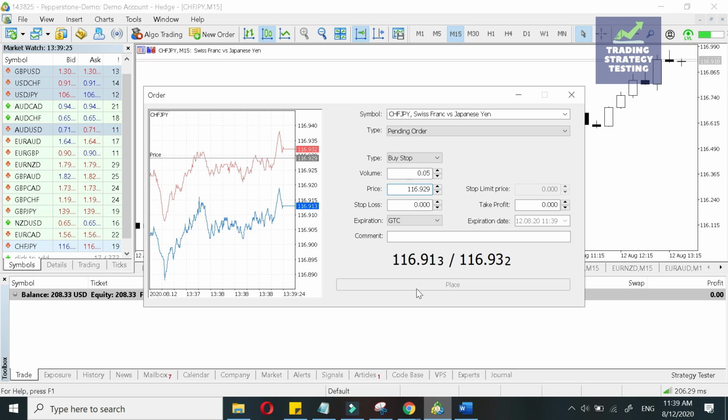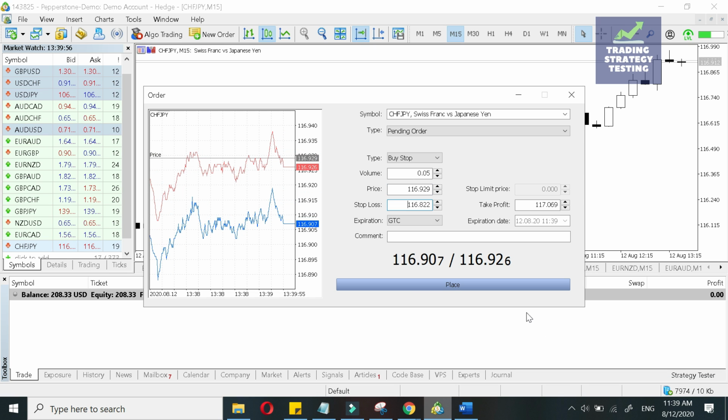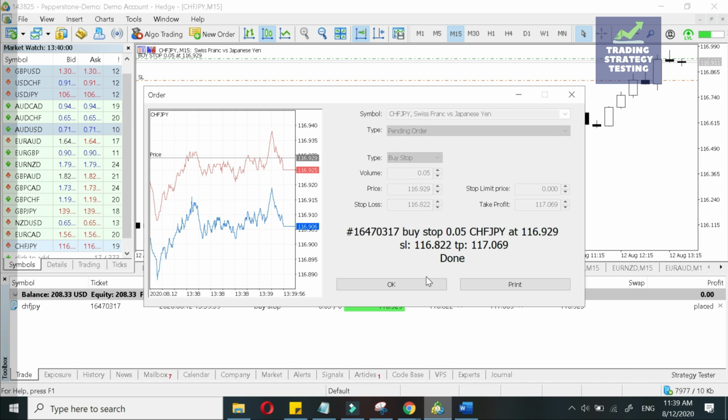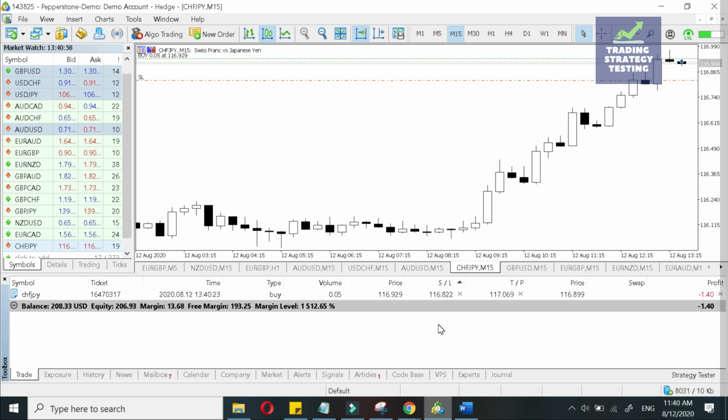I always advise the new traders to use the buy and sell stop orders, as they are only triggered when the price gets to your desired level. Otherwise, your balance will remain safe.